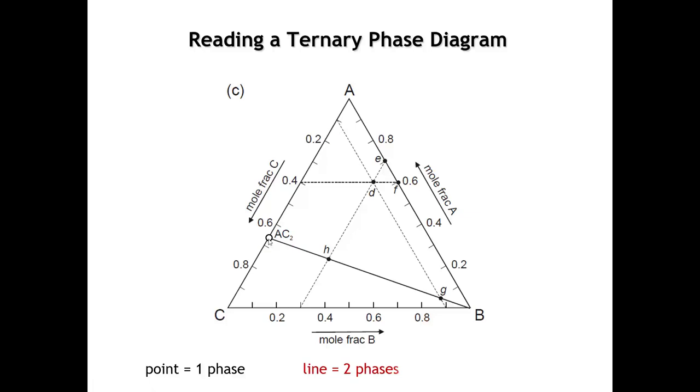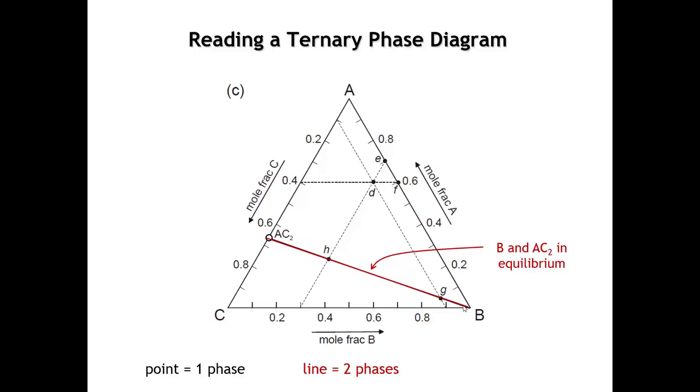Well, we could also be on a line. Right, so I've drawn a red line here that exists in our phase diagram between AC2 and B. So if our point falls on that line, then we have a two-phase mixture of AC2 and B.